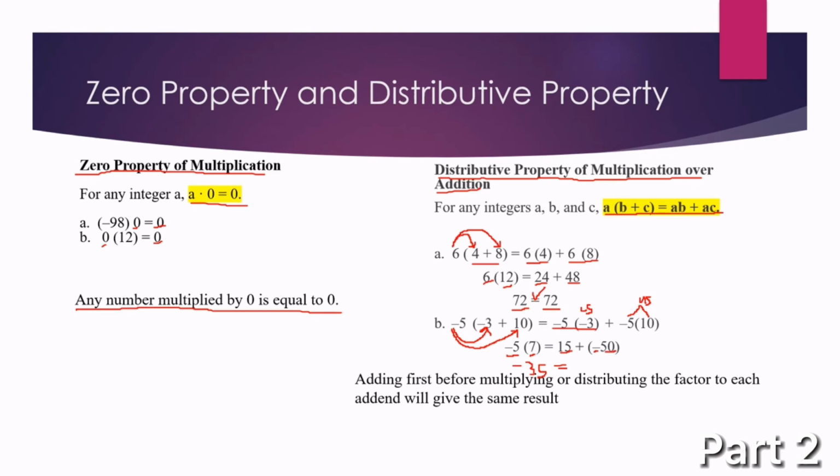Equals 15 plus negative 50. So follow the rules in addition of integers having unlike sign. So subtract the number. 50 minus 15 is equal to 35. Copy the sign of the greater absolute value. Negative. So, negative 35 is equal to negative 35. So, adding first before multiplying or distributing the factor to each other will give you the same result or answer.